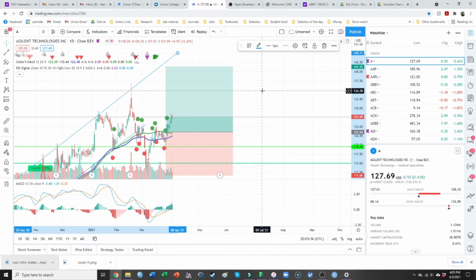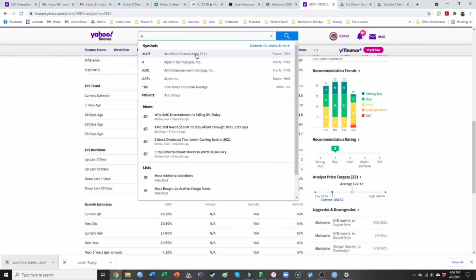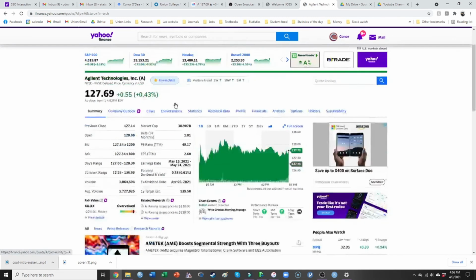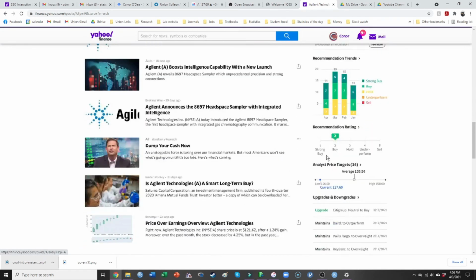So now what I'm going to do is confirm this. Again, I come over here and type in A for Agilent Technologies, and I look at where analysts are pricing this stock. And so the current price is 127.69. The average analyst price target is 139.50. Low is 126, high is 150.